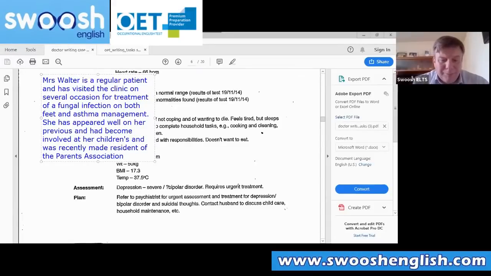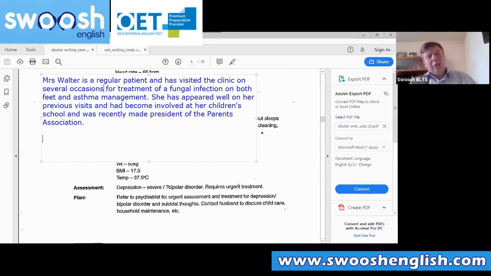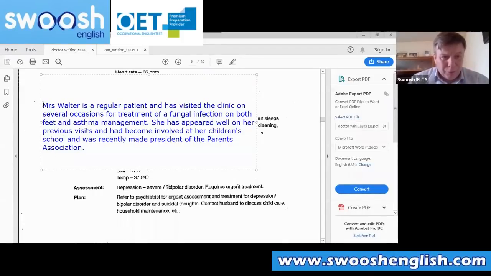Okay, so we're giving some background information. We don't need to go into a lot of detail. So Mrs. Walter is a regular patient, has visited the clinic on several occasions for treatment of a fungal infection on both feet and asthma management. She's appeared well on her previous visits and had become involved at her children's school. She obviously isn't now, so I've used the past. And was recently made president of the Parents Association. Then we have to go on and report what's going on with her. So we've given a bit of background information. Now we have to say what is important. Now, you could give the most important information before this or after. Both would be fine.